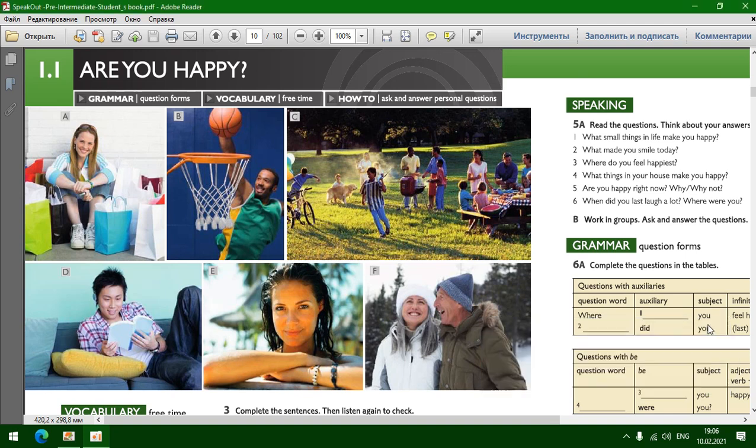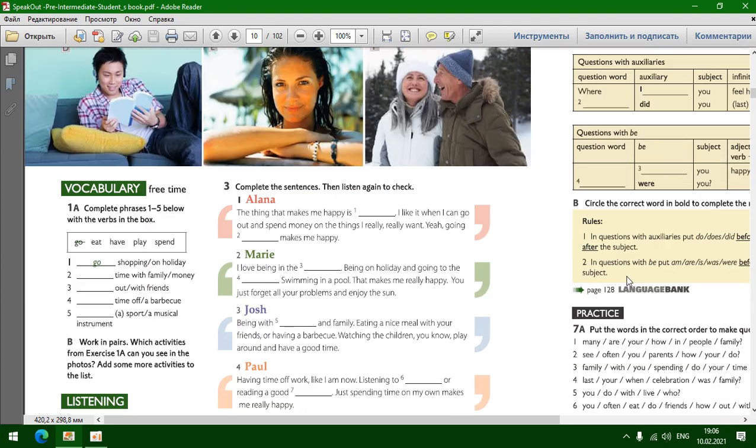Good day, today's lesson is Unit 1, Subunit 1, Are You Happy? Our grammar material, question forms, will cover your free time and how to ask and answer personal questions. Before reading our grammar, let's have a look at our vocabulary, free time.